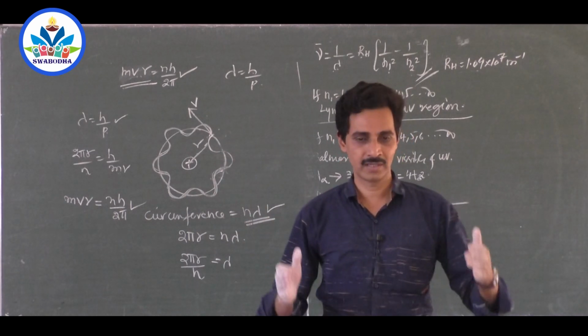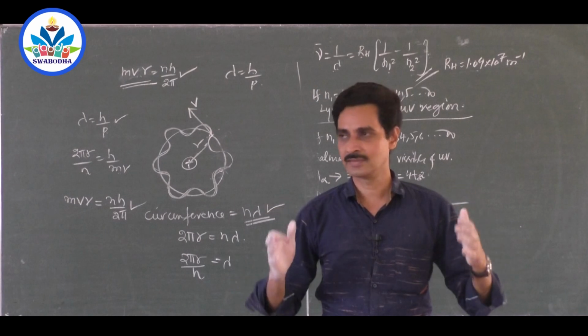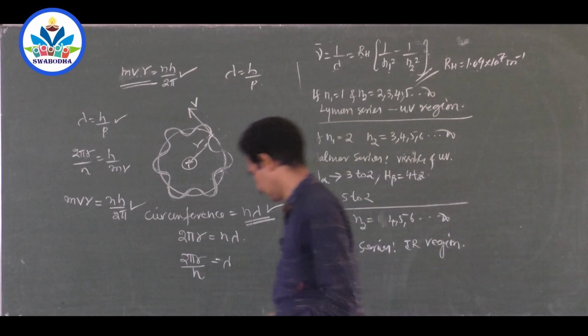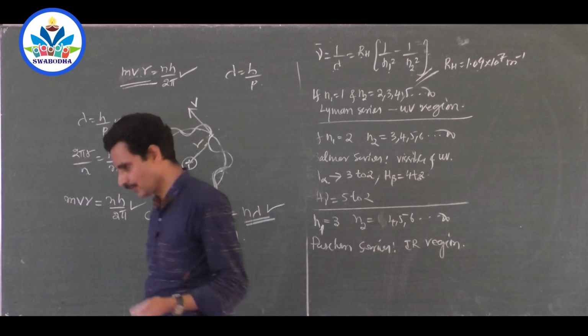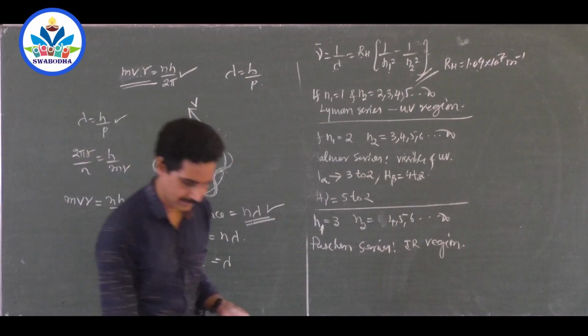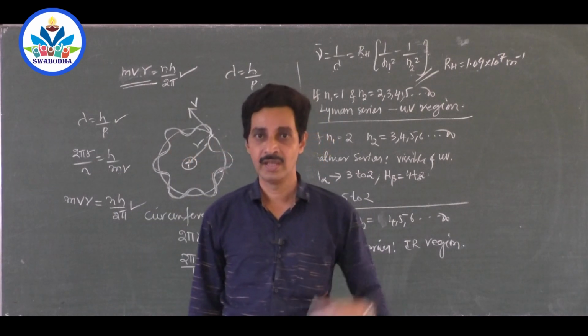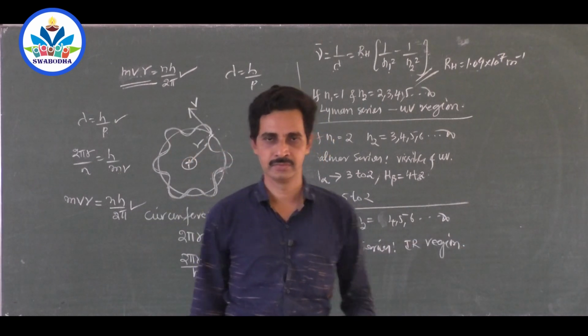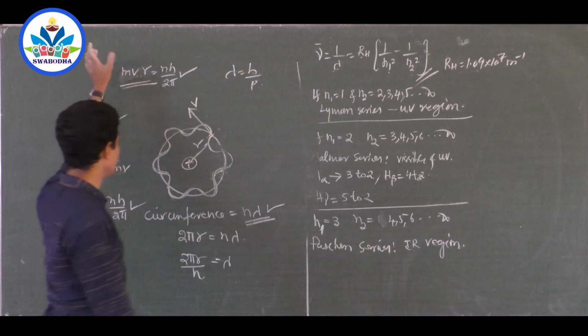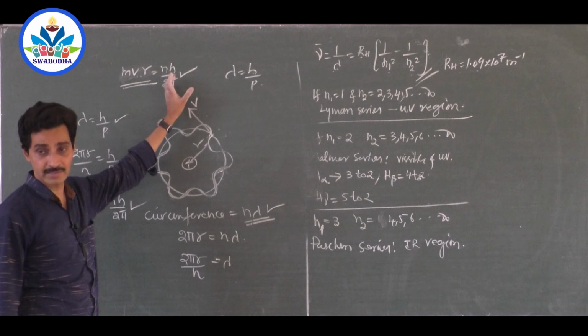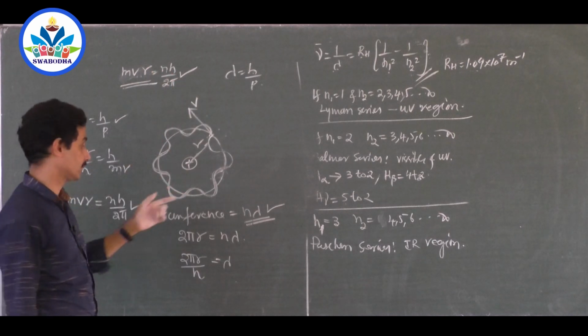How did Bohr assign circular orbits for the electron? How was it assumed here? A very simple question, if it is asked in the examination: using de Broglie's hypothesis, arrive at Bohr's postulate. Bohr's postulate is that angular momentum must be equal to nh by 2 pi. You have to arrive at this using de Broglie's hypothesis.